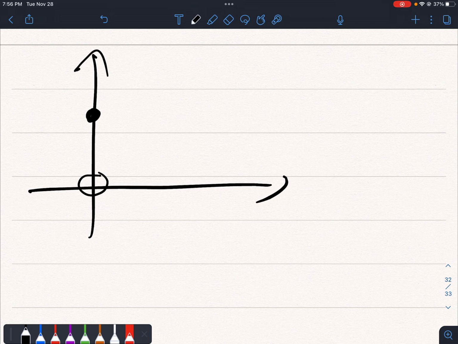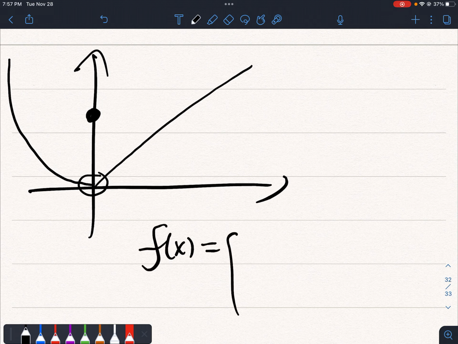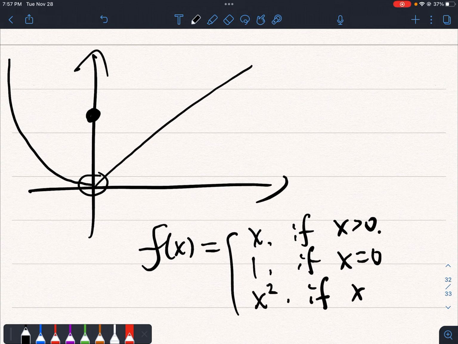We'll call the value to be 1, and then when it's bigger than 0, we'll call it just equal to x, and then when it's less than 0, I will call it equal to x squared. Okay, so for this graph, f of x is equal to x if x is bigger than 0, it's 1 if x is equal to 0, and then it's x squared if x is less than 0.